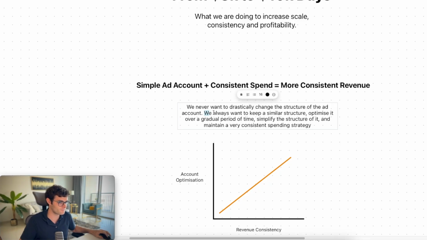Okay. Next thing, we always want to keep a similar structure, as I said, optimize it over a gradual period of time, simplify the structure of it and maintain a very consistent spending strategy. Okay. So once again, the reason why the client was going from 6K a day to 1K a day, 2K a day, very inconsistent, was because they were basically almost scaling or descaling the account every single day, which is just not the way that we do it and not very healthy.